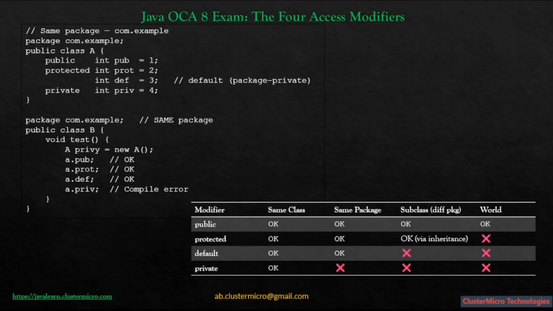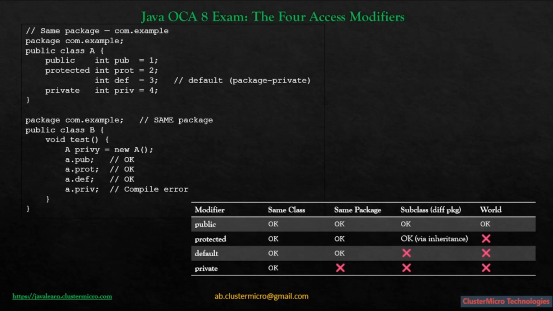And for default, that is package private. Default access has no modifier written at all, and means package private. Only classes in the same package can access it. B is in com.example, A is in com.example, same package, right? So def is accessible. From outside the package, default access is completely invisible, more restrictive than protected from a cross-package perspective.